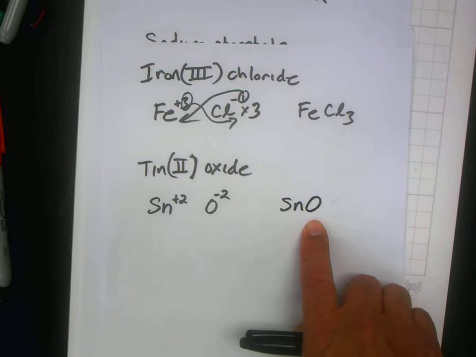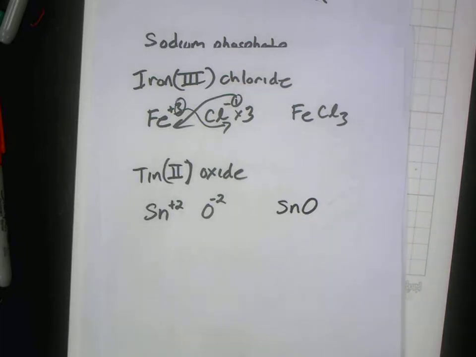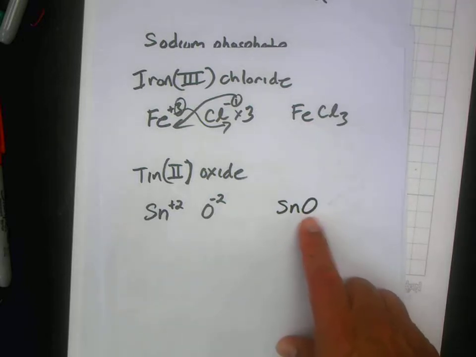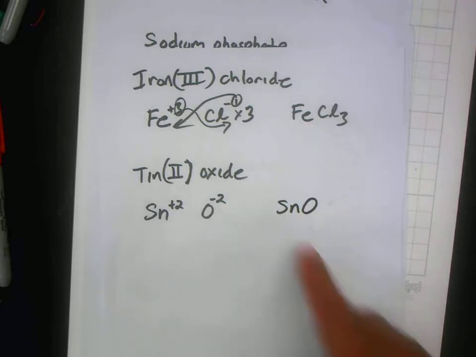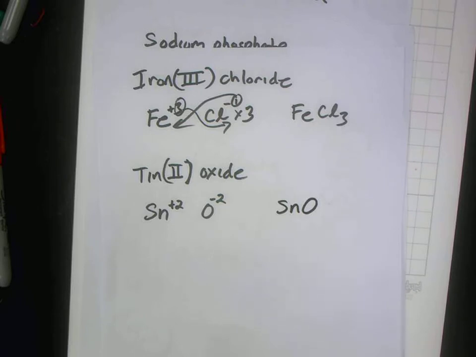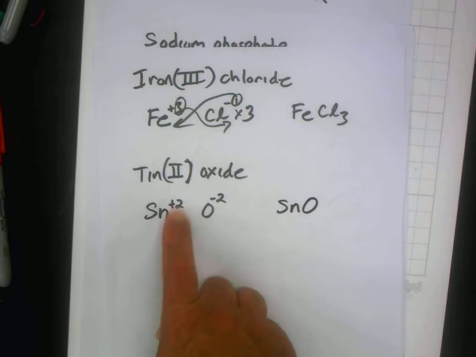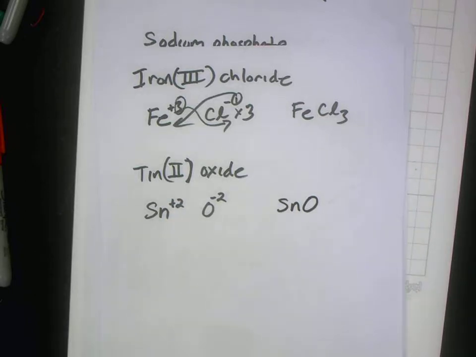Now, some people get confused by that because they go, it's tin 2 oxide, but there's no 2's in there. How can that be? Well, remember that the 2 refers to the charge on tin. But because oxygen also had 2 as part of its charge, it was -2, we only needed 1 tin and 1 oxygen. The subscripts tell you how many of each we needed to make it neutral, but it doesn't have to say that there was a 2. But we know that this was tin 2. Okay.